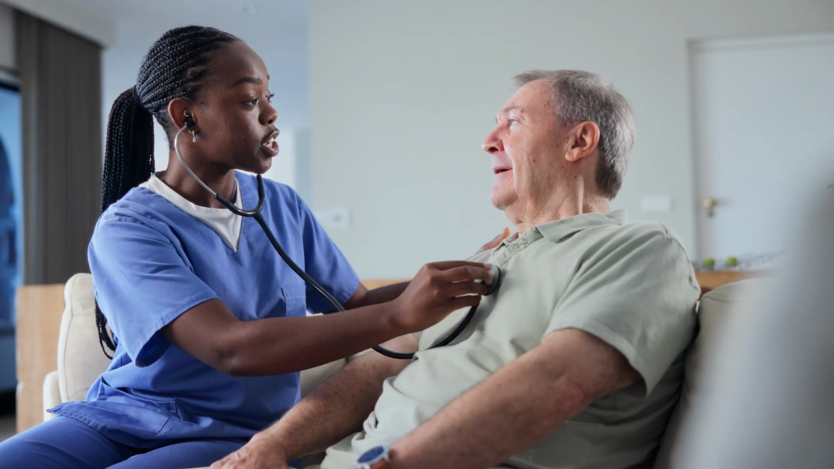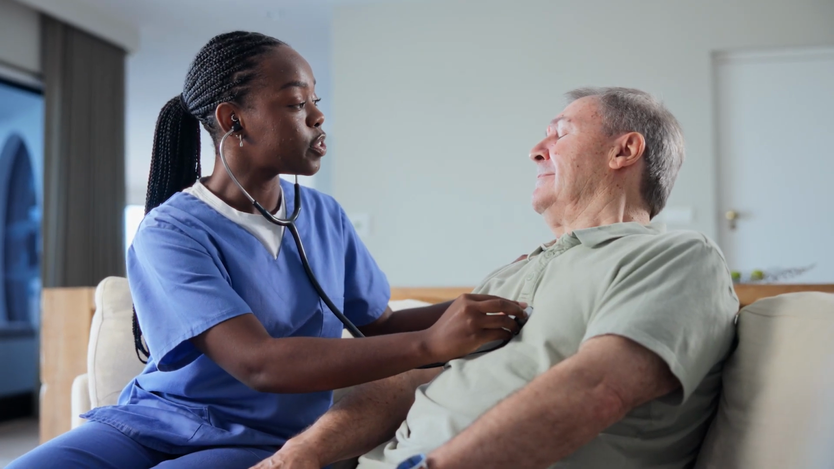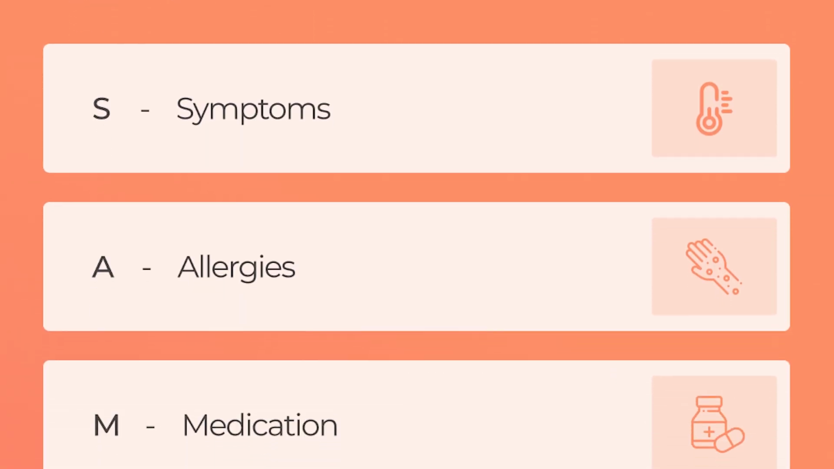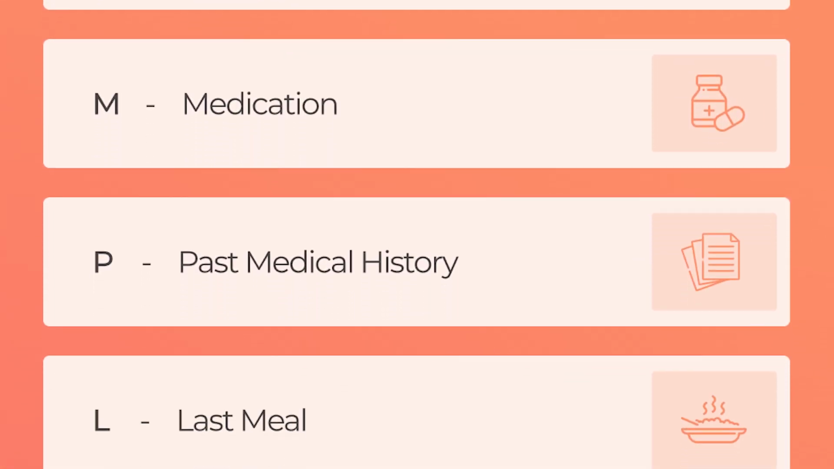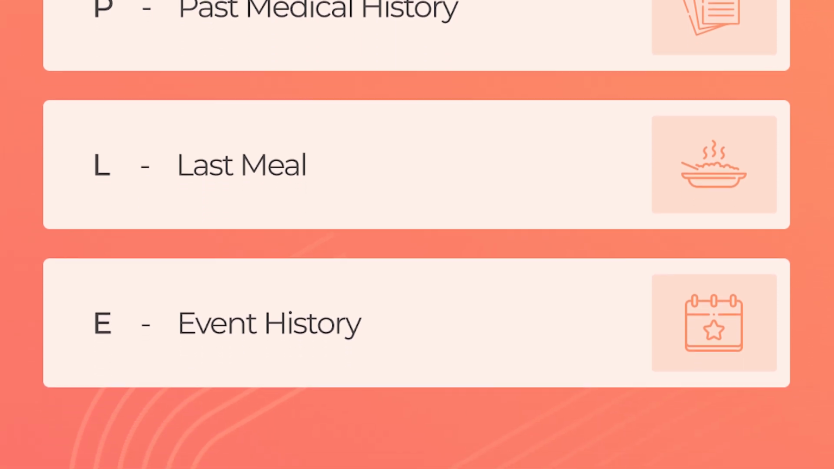Upon ensuring your own safety, your next step is to assess the casualty. Prioritize conditions that may affect their oxygen supply, such as lack of breathing, heavy bleeding, or shock. Recognizing these signs and symptoms is crucial for immediate action. For a conscious casualty, employ the SAMPLE assessment to gather vital information. This includes symptoms, allergies, medication, past medical history, last meal, and event history. Each aspect offers clues to effectively plan your actions.